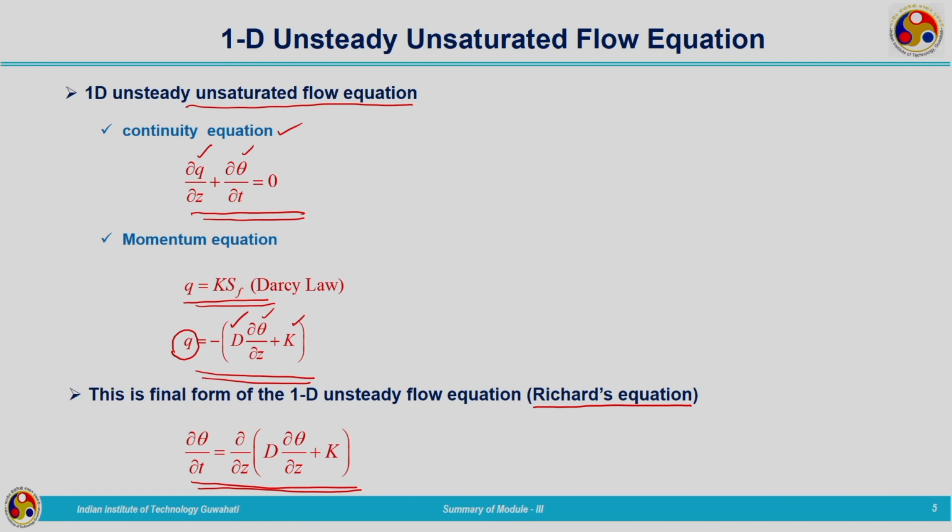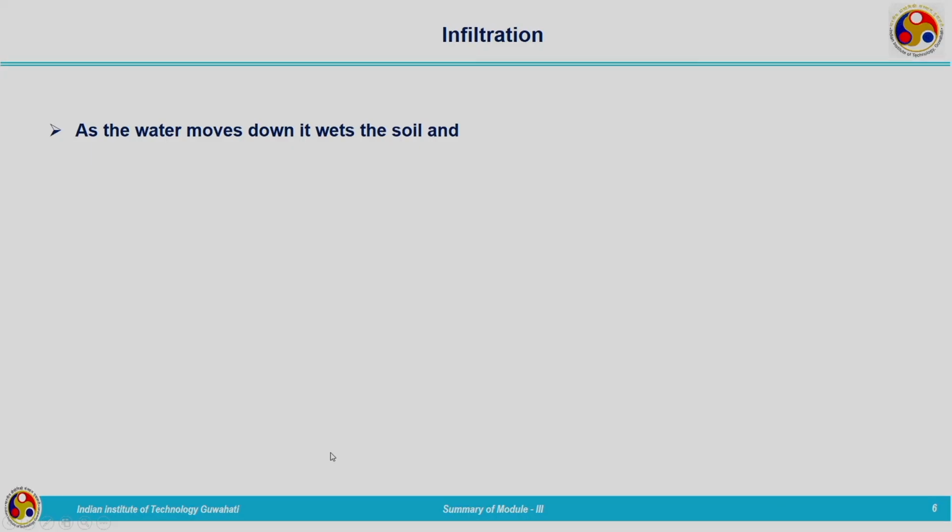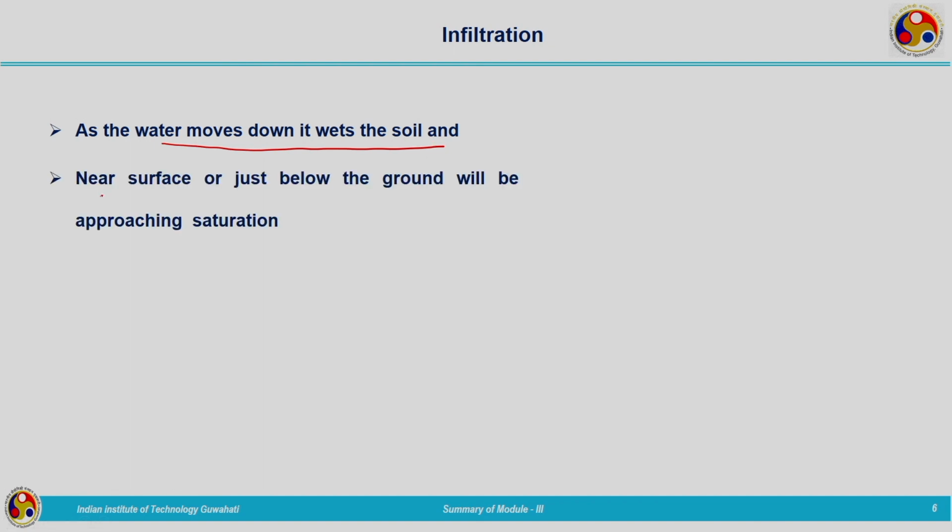So, this is the equation representing the flow through the unsaturated zone, which is the unsteady flow equation in the unsaturated zone. And after that, we moved to the hydrologic process known as infiltration, which is the process in which water infiltrates into the ground from the ground surface. This process we understood in detail, and for that we studied the soil moisture profile. As the water moves down, it wets the soil, and as time passes, the near surface soil will become saturated or approach saturation.